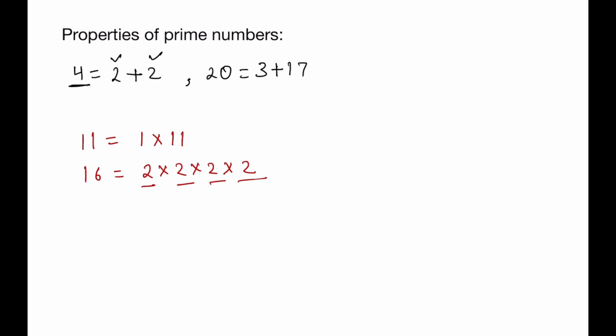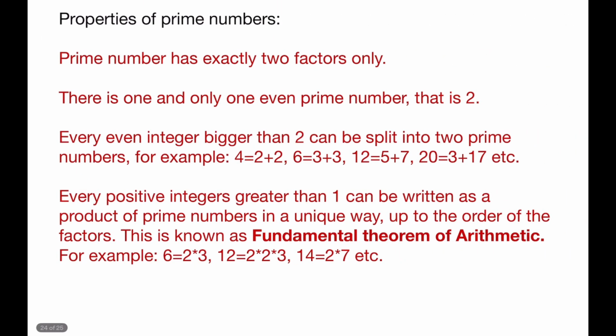You can see it on the next page. Properties of prime numbers: a prime number has exactly two factors only. One and only one even prime number is 2, and there is also the product property.